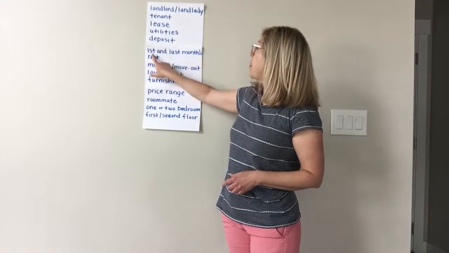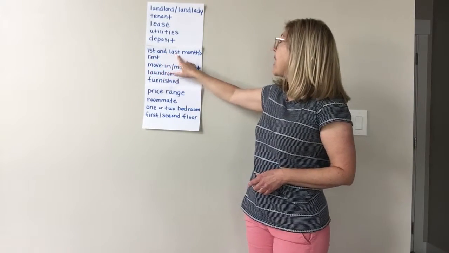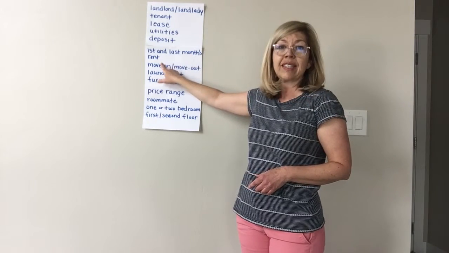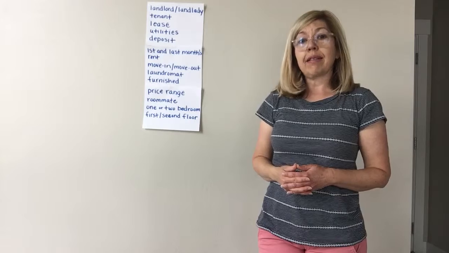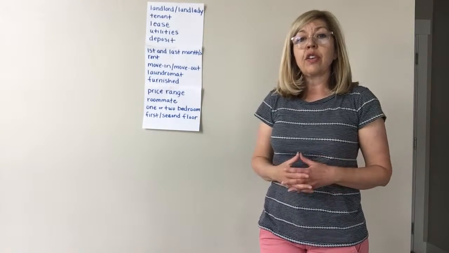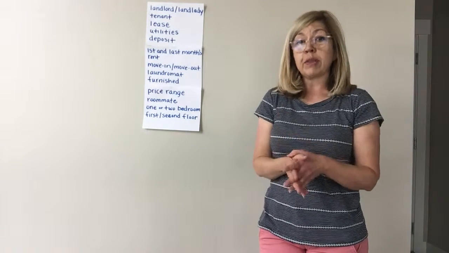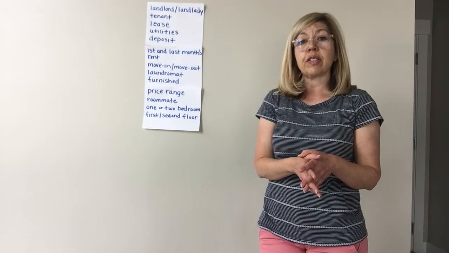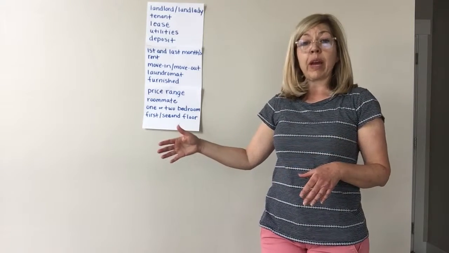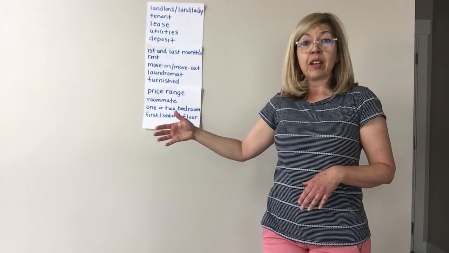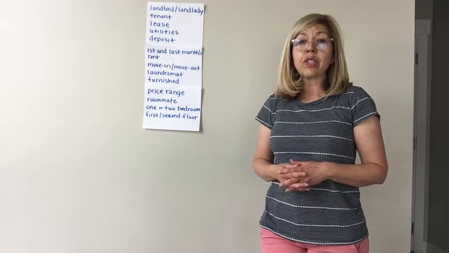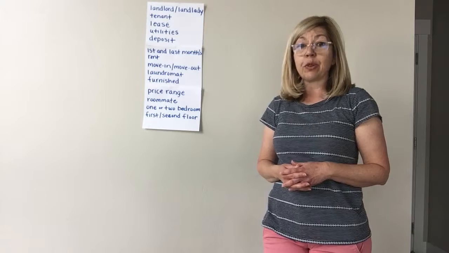Generally, you'll be asked to pay first and last month's rent. So if rent is $800, you might be asked to pay the first month's rent, $800, and the last month's rent, or the last month you'll be staying in the apartment, which is also $800. So the total will be $1,600.